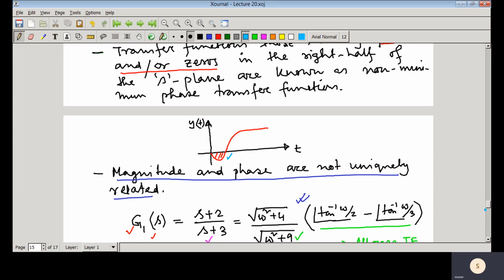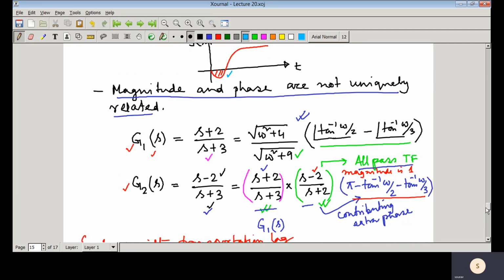When the switch is just on, there would be some undershoot. That is the typical response of a system whenever it has a zero on the right half of the S-plane. And here we have seen why it is called a non-minimum phase system, because magnitude and phase are not uniquely related. We have taken one example. We have seen that G1 and G2, although their magnitudes are the same, G2(s), because of the zero on the right half of the S-plane, contributes some extra phase. So that's why the phase of G2 is not minimum. That's why it is called a non-minimum phase system.